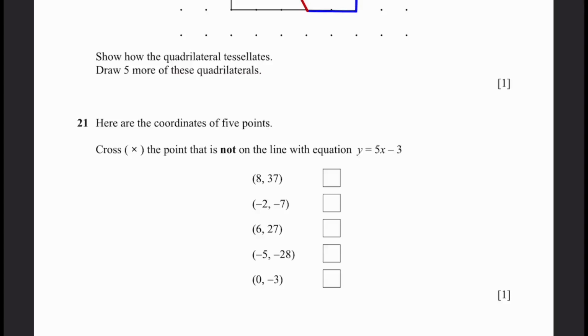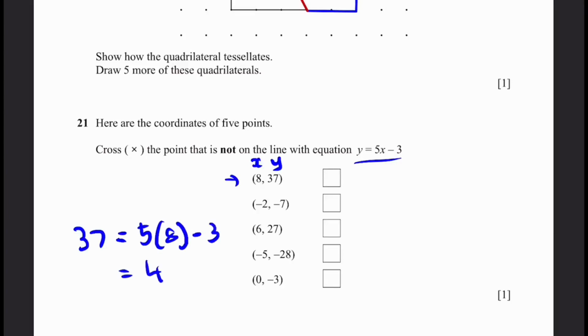Question 21. Here are the coordinates of the 5 points. Cross x mark the point that is not on the line with the equation y equals 5x minus 3. Let's start with number 1. 8, 37. Notice that this is the x coordinate and this is the y. So y equals 5x minus 3. Let's substitute the x and y values in. So 37 equals 5 multiplied by 8 minus 3. Which is equal to 40 minus 3, which is equal to 37. That's true.